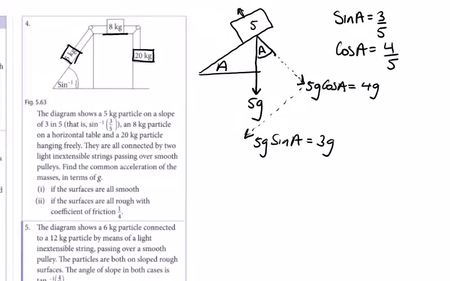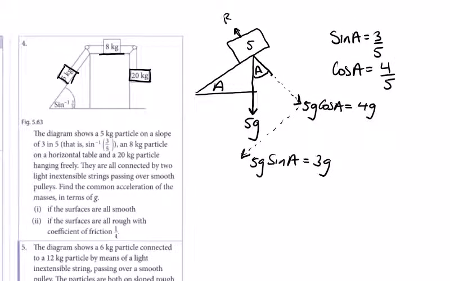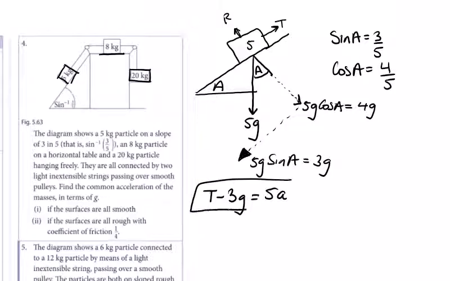I have my T. No mu in this case, no mu. So my equation here: the only thing going in the opposite direction to T is this 5g sine A, which is 3g. So we're going to have T minus 3g is equal to ma, which is 5a. So that's the first equation.